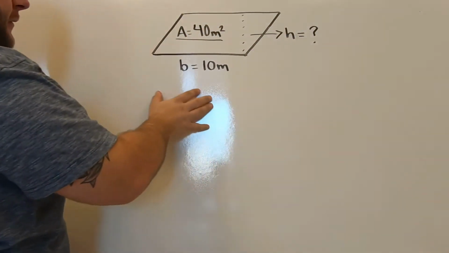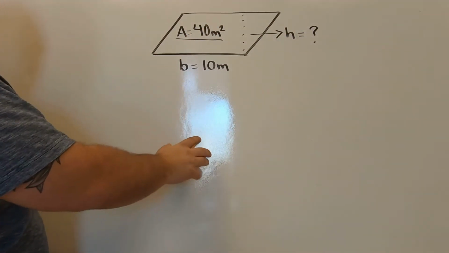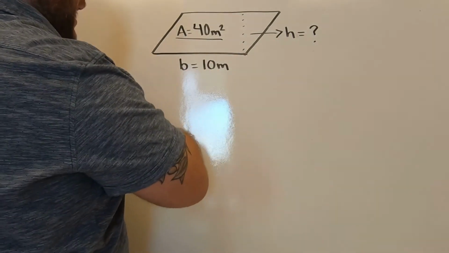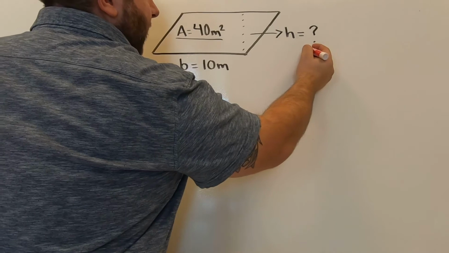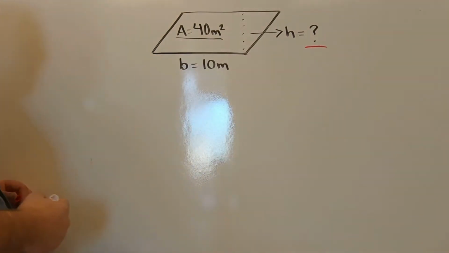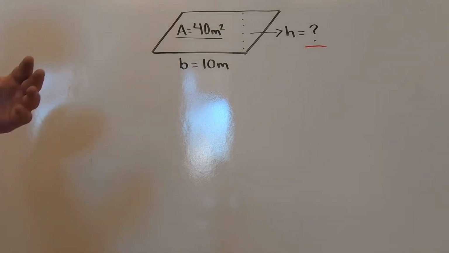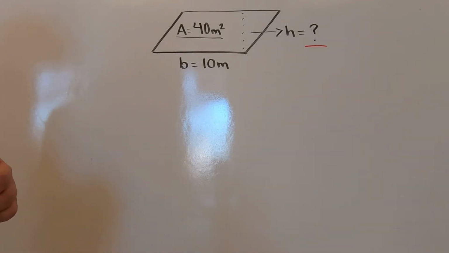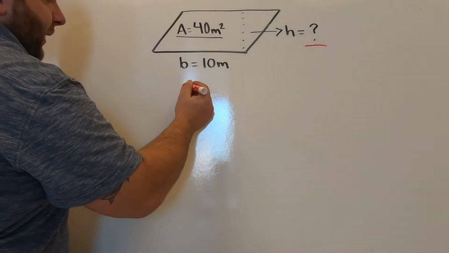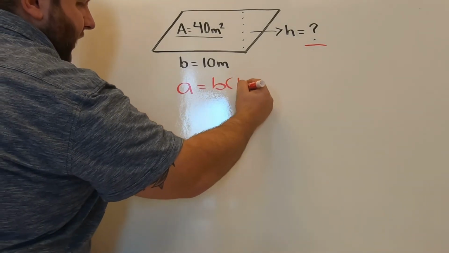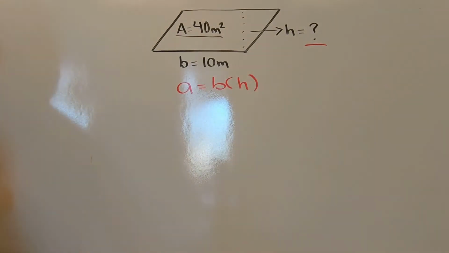You're going to have a parallelogram. It's going to give you a couple of measurements, but it's going to be missing one. So instead of asking for the area, this time you're going to be asked to find the height or the base. It doesn't matter if it's missing the base or the height. The process to finding the answer is the same. As usual, we start, like all of these questions, with our formula. Area equals base times height.